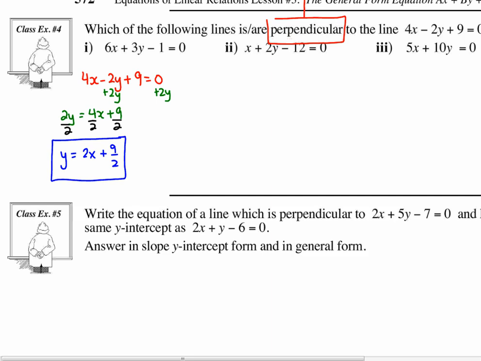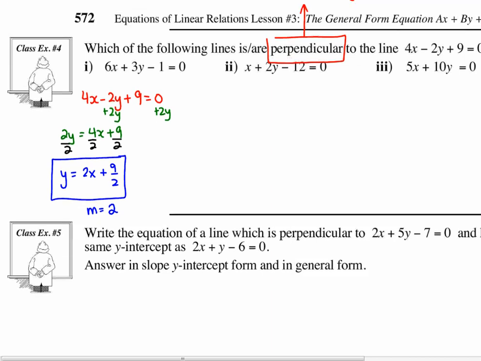So what's the slope of this line? 2, not 2x. If we want an equation that's perpendicular, we're looking for a slope that is the negative reciprocal of 2, opposite sign. We need to find one that's going to be negative 1 over 2.